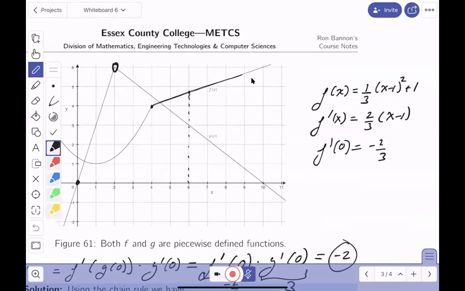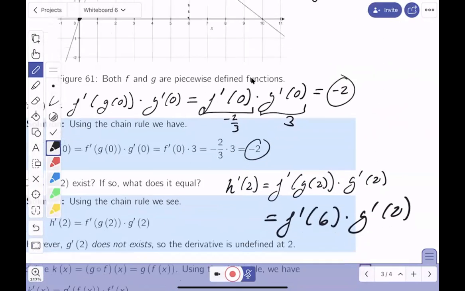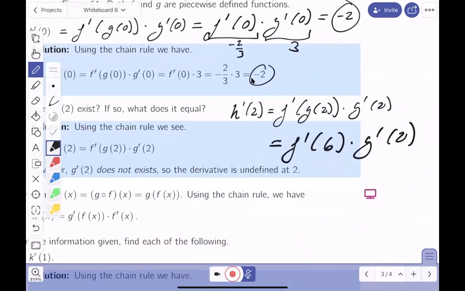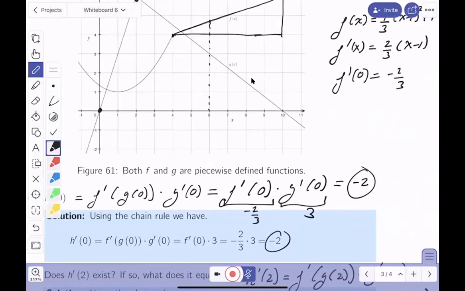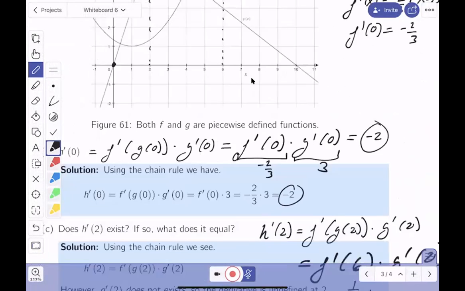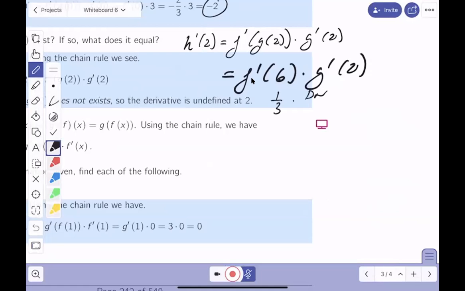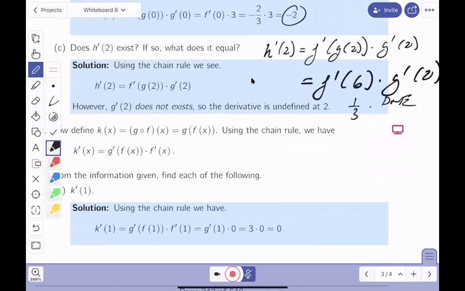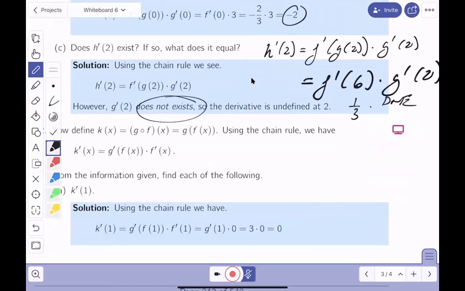That looks pretty simple. I can say it looks like, let's see, 1, 2, 3, 4, 5, 6. That's the run, and the slope is 2, 1/3. What's g prime at 2? Let's take a look. This is 2. It's a sharp corner, so the derivative does not exist. This doesn't exist. Okay, let's go to the next one.